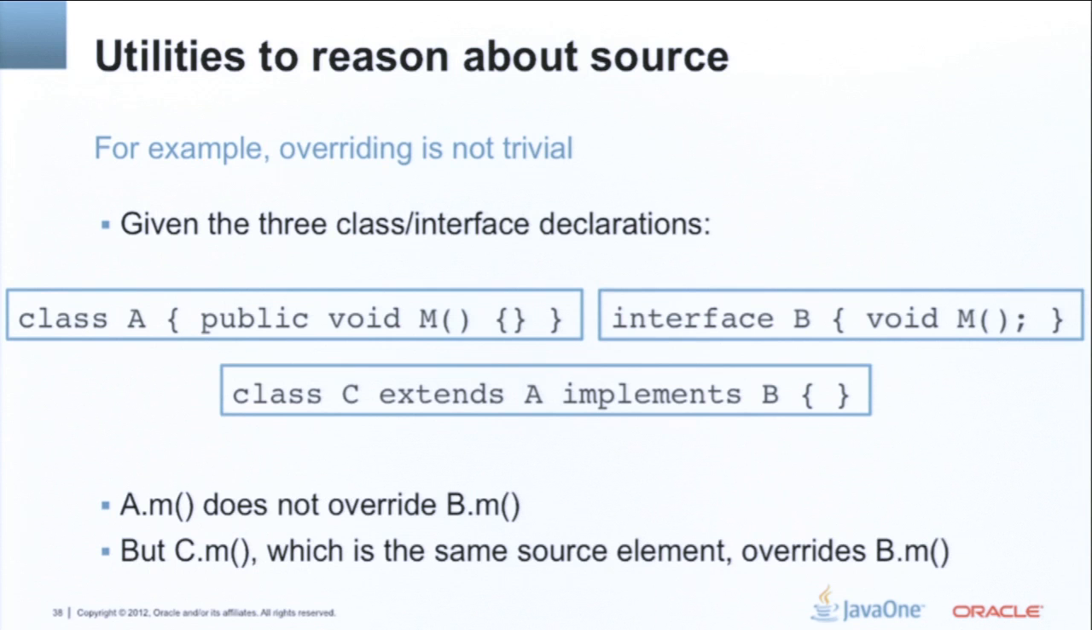So for example, I think this is my favorite example. Overrides. Given the three class and interface declarations, you have class A with the method M, you have interface B also with the method M, and you have class C that extends A and implements B, but doesn't declare any methods. Does A.M override B.M?